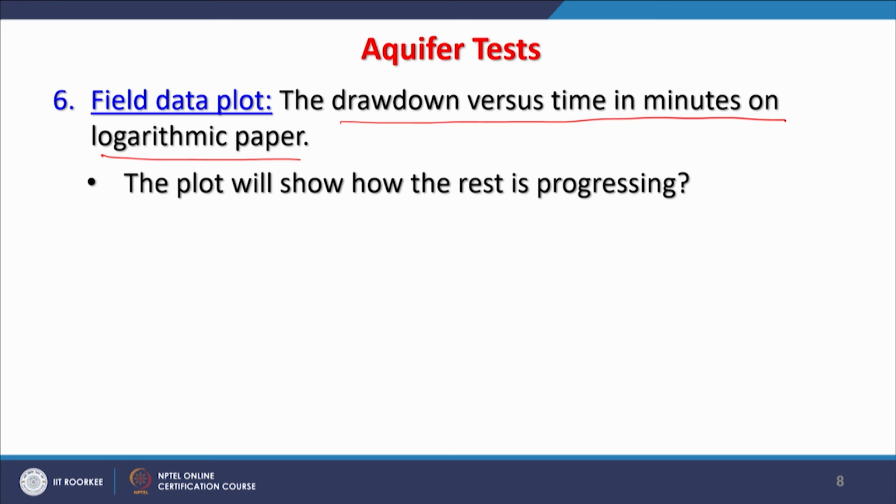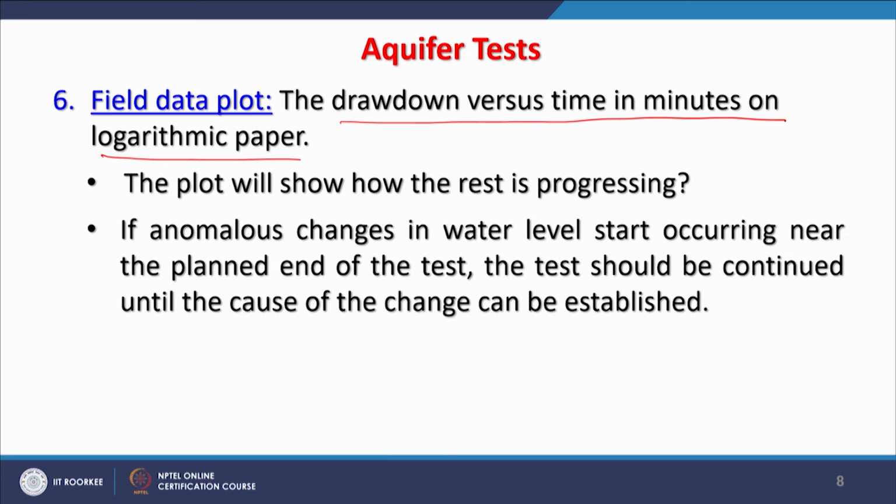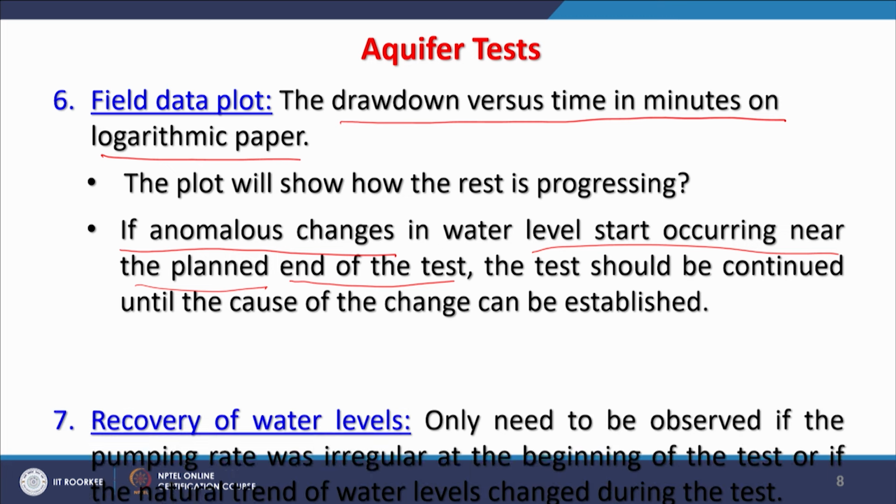So, what these plots will show, as we have already understood in our earlier discussions, is how things are progressing and whether we are going to achieve a steady state or non-steady state. If there are suddenly anomalous changes in the water level, the test should continue as planned until the end, until the cause of the change can be established. Because in subsurface conditions it is not always possible that a well will behave as we predict. There might suddenly be a change in the water level between the start and near the end, but we should not stop the pumping test, we should continue.